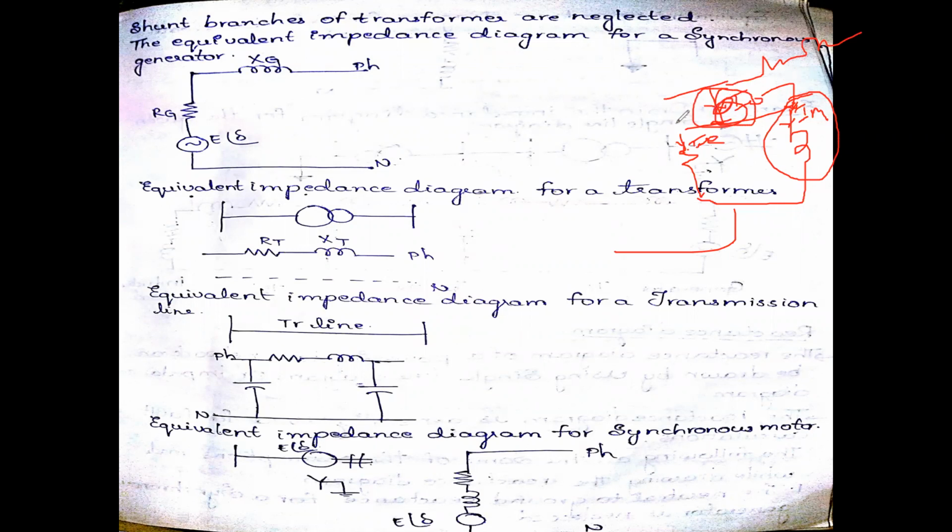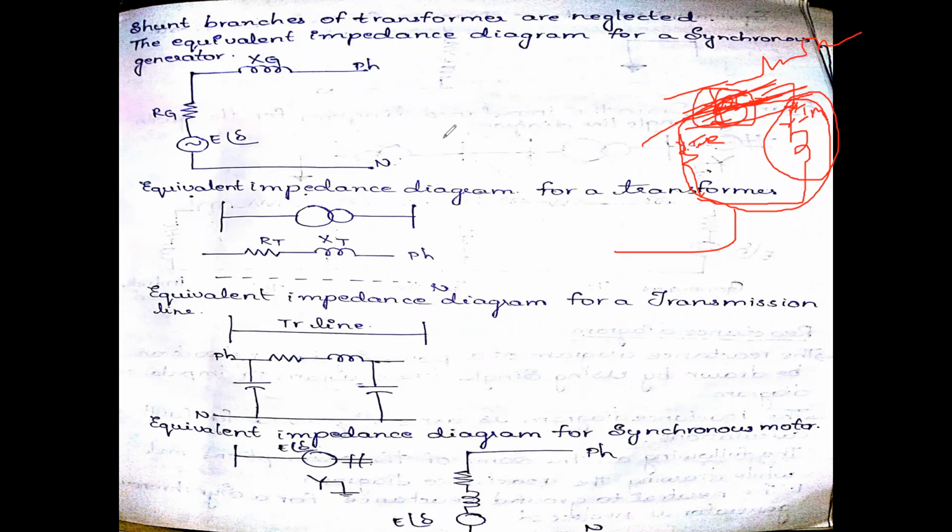Therefore, this component is going to be neglected. This no load current will be neglected, and if we neglect this current, we can neglect this branch. The shunt branch can be neglected. Therefore, in transformers, the shunt branch is going to be neglected while you are drawing the impedance diagram. Only we have a series branch.